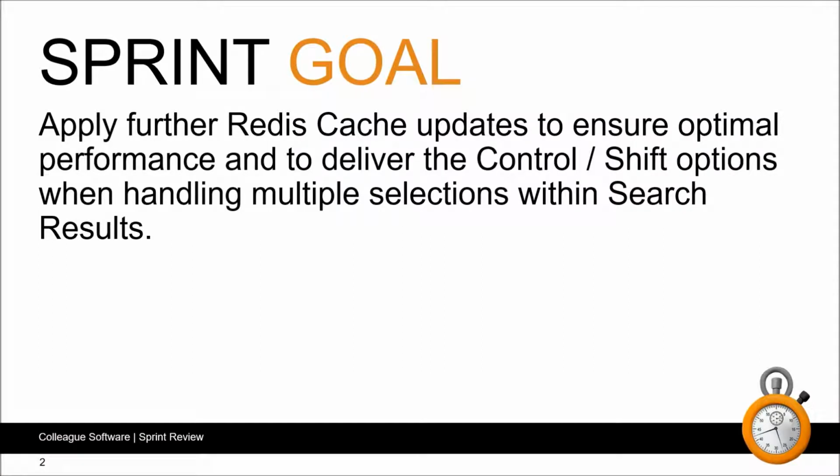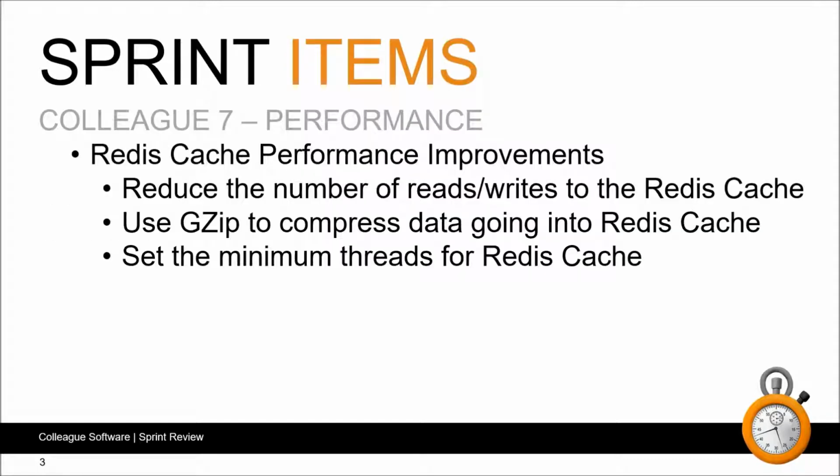So firstly, our sprint goal. For this sprint we continue to apply further Redis cache updates to ensure optimal performance and to deliver the control shift options when handling multiple selections within search results. Looking at the high-level items and to explain further, in this sprint we've delivered further Redis cache performance improvements to ensure optimal speed when using the system.